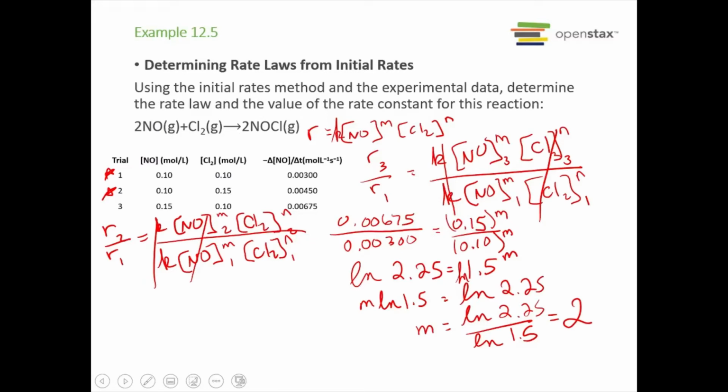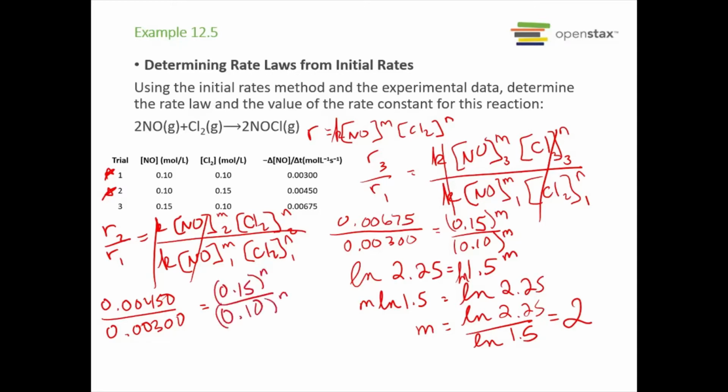The rate of 2 is 0.00450 divided by the rate of 1, 0.00300, and that is equal to our chlorine concentration in 2 is 0.15 to the N divided by 0.10 to the N. So we get 1.5 for our rates divided by each other equals 1.5 to the N. So just looking at that, we can tell that N is equal to 1.